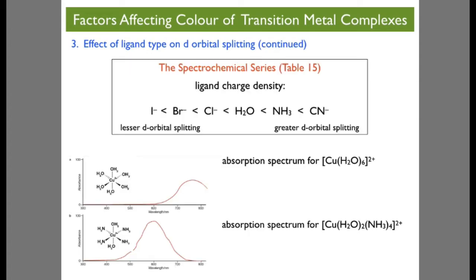The effect of ligand type on d orbital splitting continued. You can see this spectrochemical series in this box here. You can see that iodine gives the smallest amount of splitting of this collection, followed by bromine and chlorine. Water's in the middle there, and you've got the nitrile and ammonia giving the greater d orbital splitting. Look at these graphs here. You can see with just water as the ligand, you've got on the spectrum the peak at a higher wavelength than you do when we've got some ammonia as ligands, and you've got the peak a bit lower down.